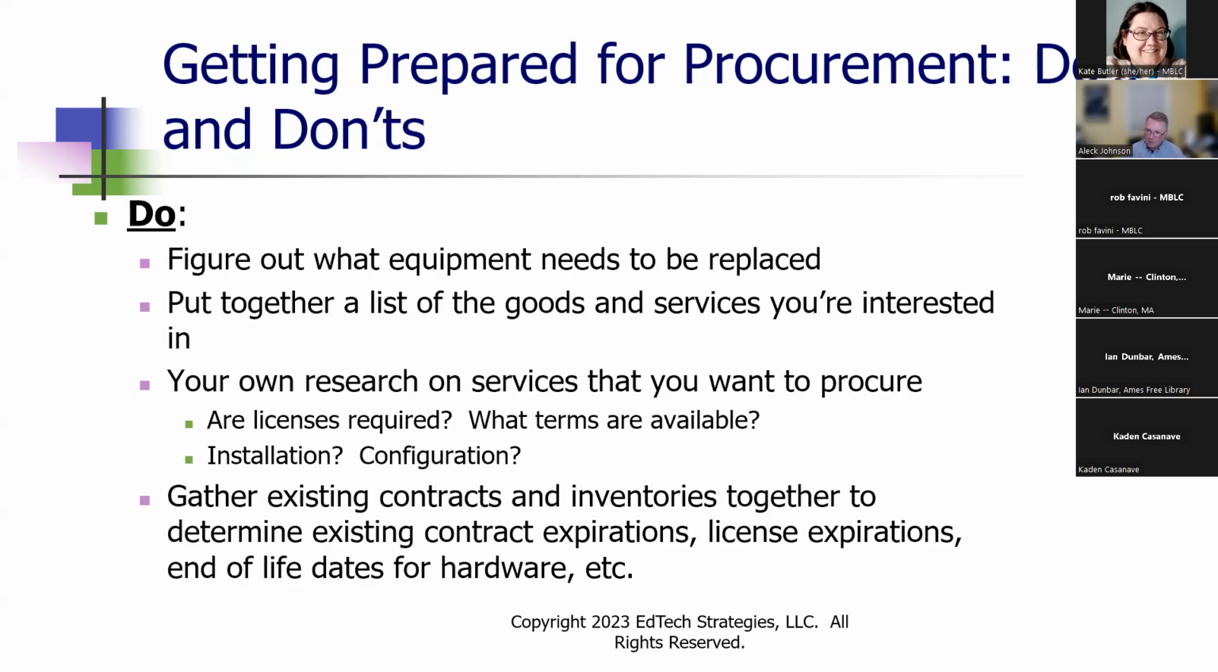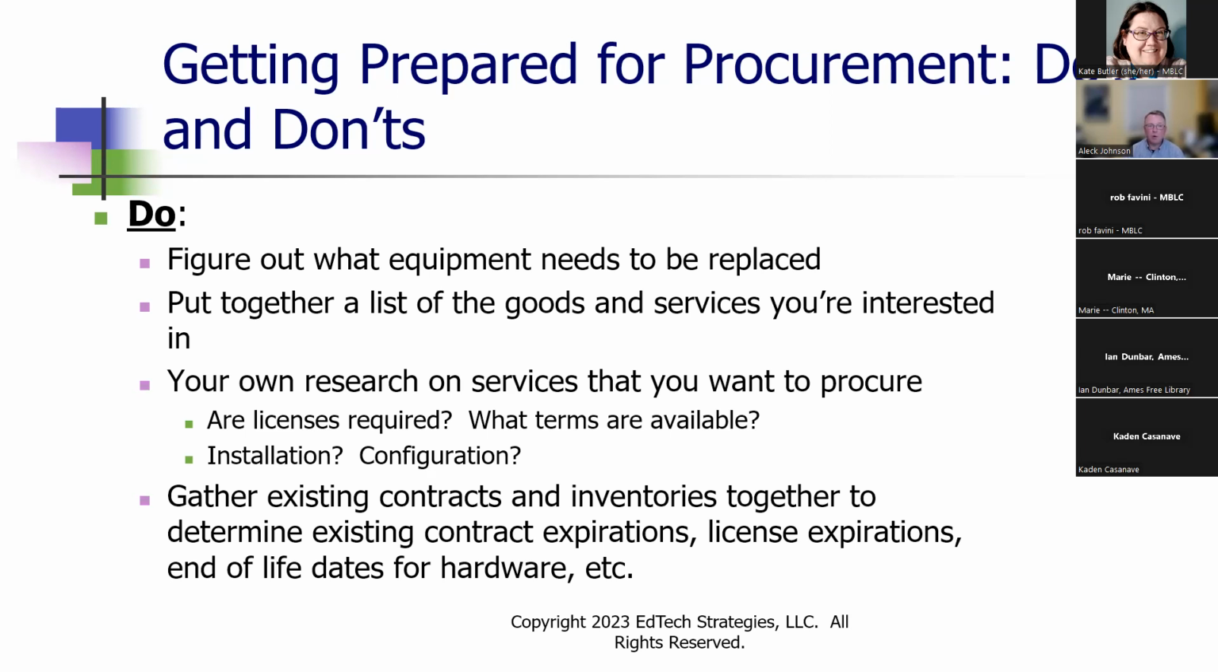So I've put together some quick do's and don'ts. As we just talked about, you should, as a do, figure out what you need, what equipment you need to purchase or what equipment needs to be replaced, and then put together that list of goods and services you're interested in. You should also make sure you do your own research on the services that you want to procure. And what I mean by that is you do the research, you don't have a vendor do it for you.